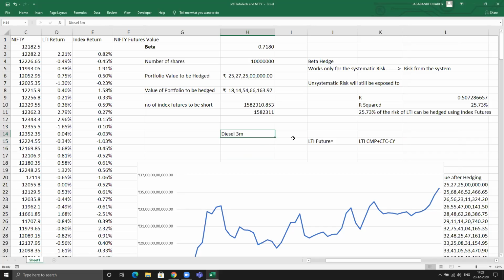So what position will you take in futures? You are worried that the prices may increase, so you will take a long position in futures, right? Right, as with the foreign currency example. So you would have taken a long position in diesel futures. But if diesel futures are not available, you don't have diesel futures in the market, what you have is crude oil futures.